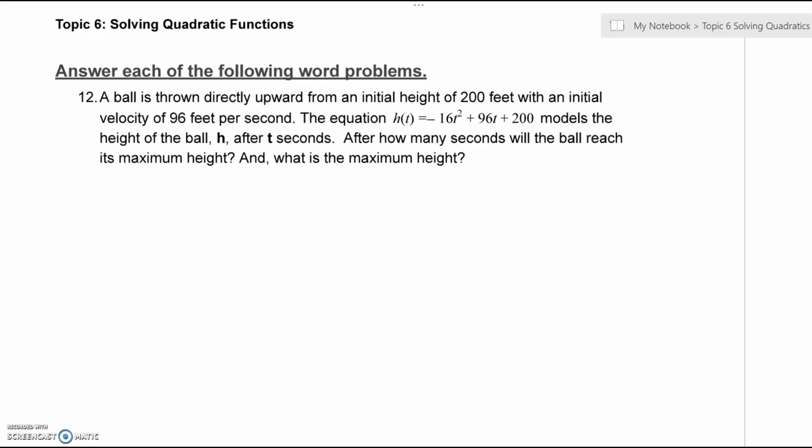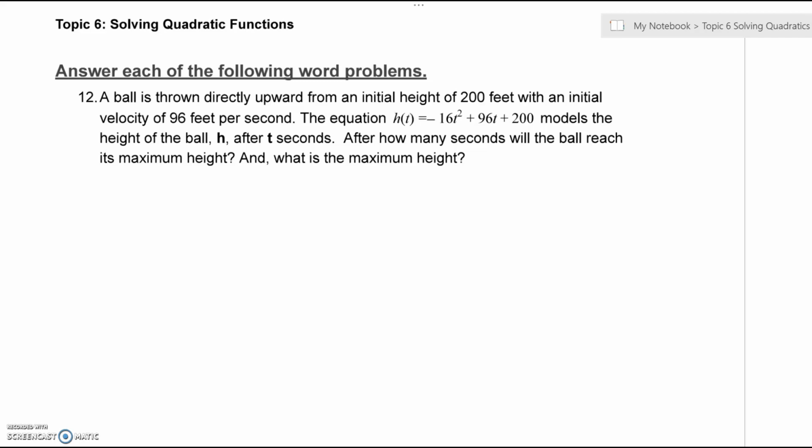So, number 12, a ball is thrown directly upward from an initial height of 200 feet with an initial velocity of 96 feet per second. The equation h of t equals negative 16t squared plus 96t plus 200 models the height of the ball h after t seconds. After how many seconds will the ball reach its maximum height, and what is that maximum height?